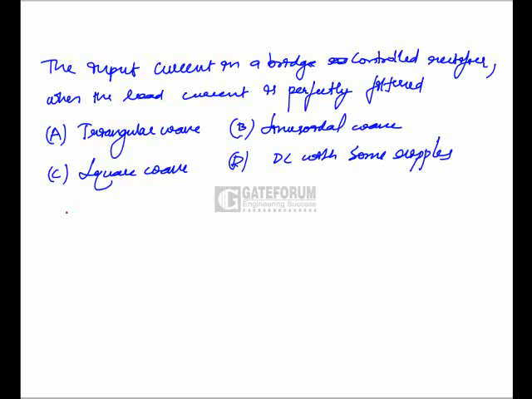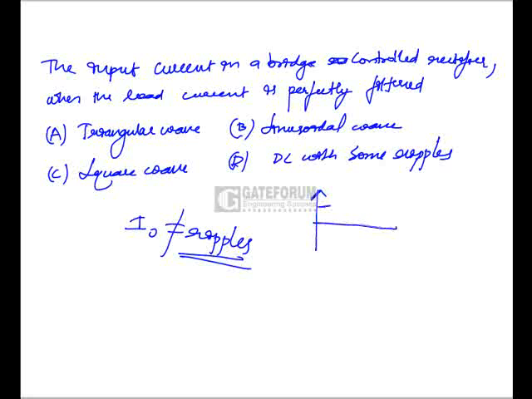Current in a bridge controlled rectifier when load current is perfectly filtered. What does it mean that load current I naught does not have any ripples? Because it is perfectly filtered, I naught does not have any ripples. Now if you see the input current in a bridge controlled rectifier, if it is not filtered, the shape will be like this.